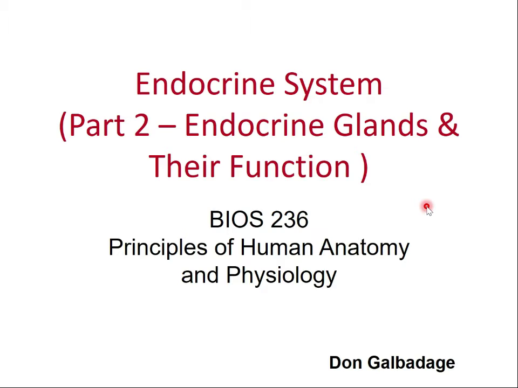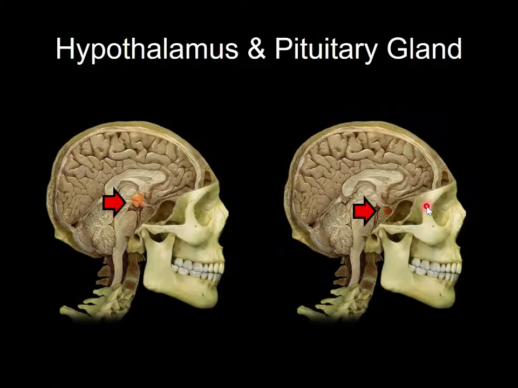So know where they are located, be able to identify where they are located, what type of broad hormones they produce, and what the function is, what is their end result. So if you can categorize for those 3 categories, you will do well. So first, let's look at the hypothalamus and the pituitary gland.